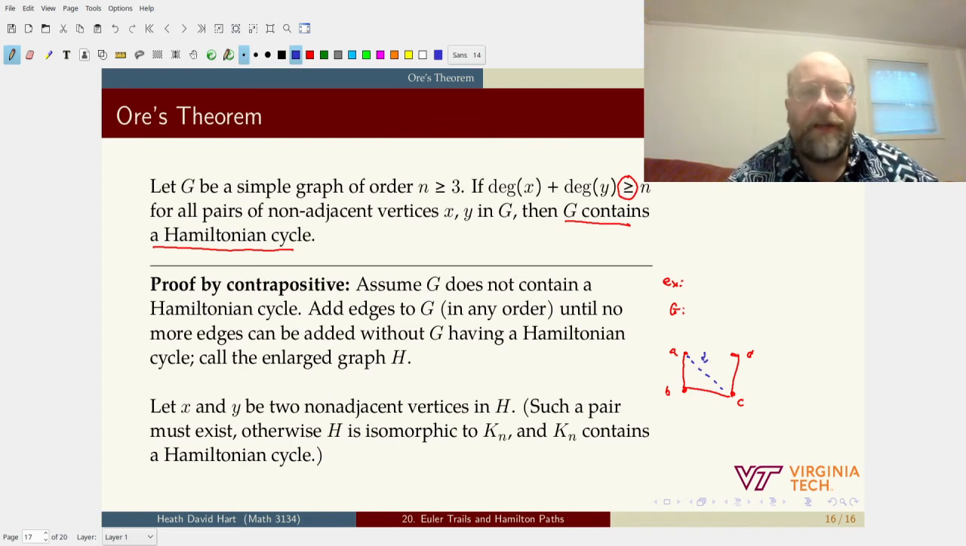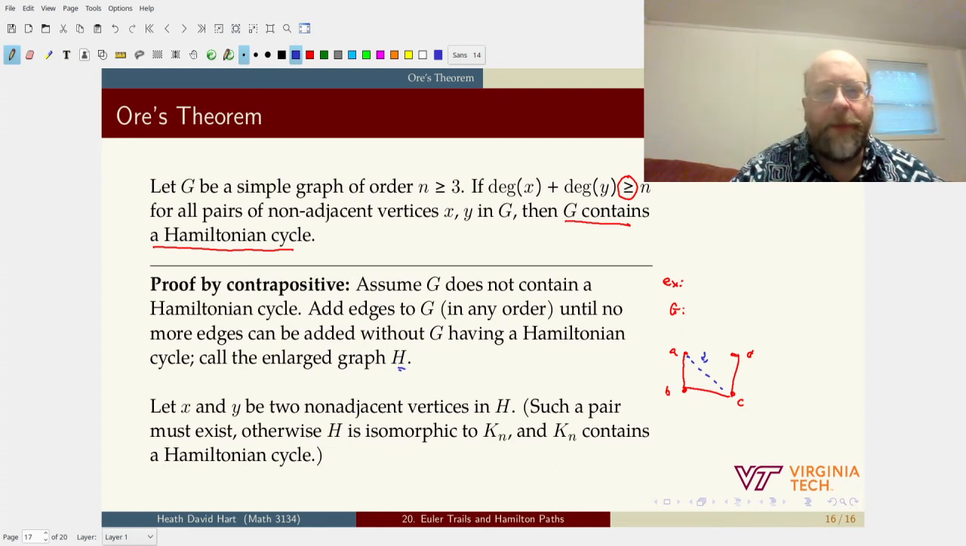Assume that G does not contain a Hamiltonian cycle. We're going to add edges to try to fill up the graph as much as we can until any more edges would form a Hamiltonian cycle. And we're going to call that enlarged graph H. Okay. All right. So now we have this enlarged graph H.